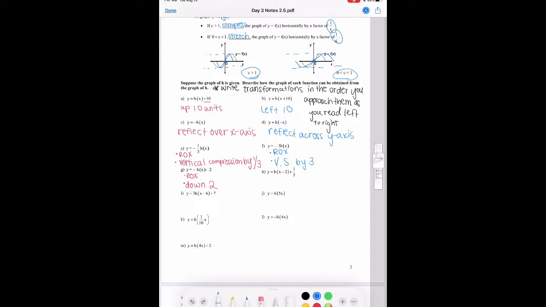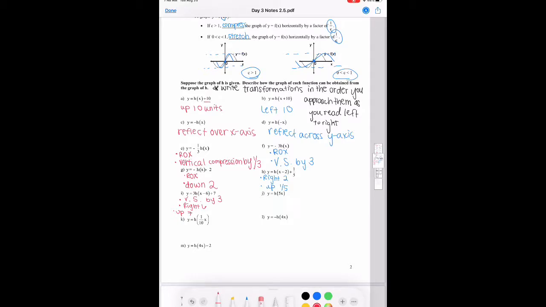All right, H, we see we have -2 on the inside, so that's either left or right. If it's minus, that's going to be, think opposite, right 2. And then plus 1/5 at the end would be up 1/5. Part I, we have 3 on the outside, so just like our example in part F, that's going to be vertical because it's outside, stretch because it's a number greater than 1, and factor stays the same, so by 3. -6 on the inside, right 6. And lastly, +7 on the outside, up 7.